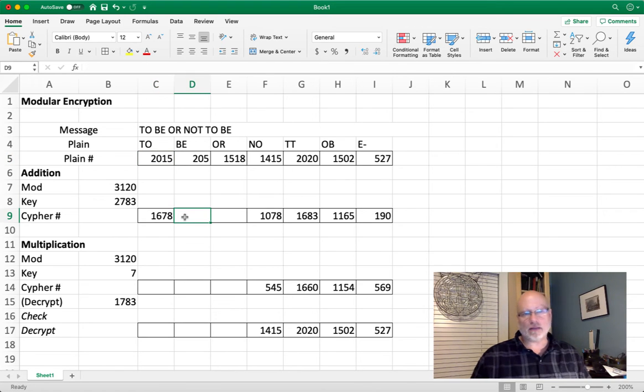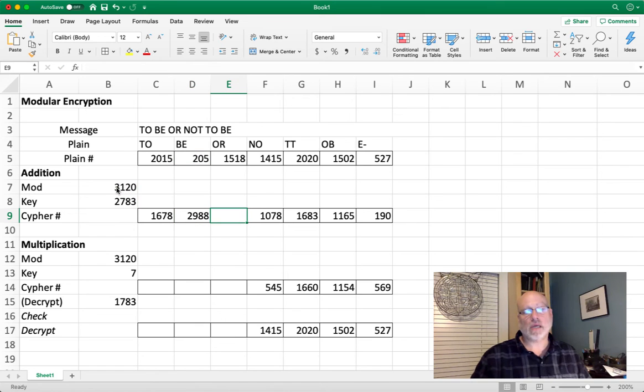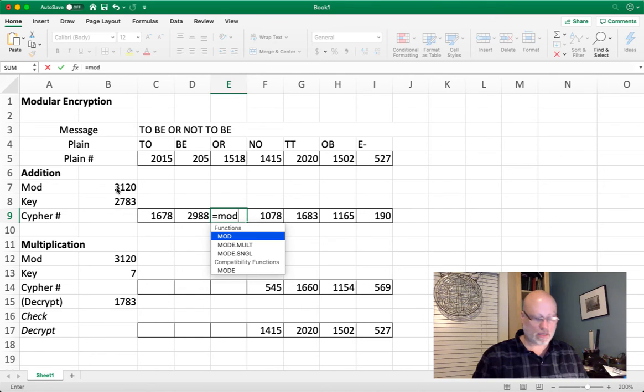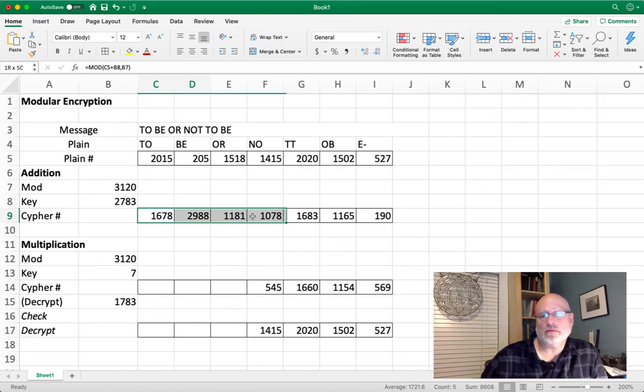Okay, and I can go ahead and do that for the rest of them. I already did the last four, as you see, but I'm going to do mod 205 plus the key, comma, the mod. And I get 2988. Last but not least, equals mod 1518 plus the key, comma, the mod. And so now we have all these, and this is the number that you would send.